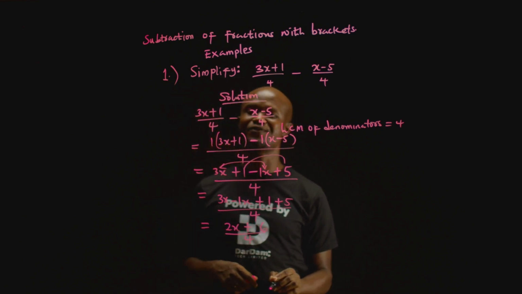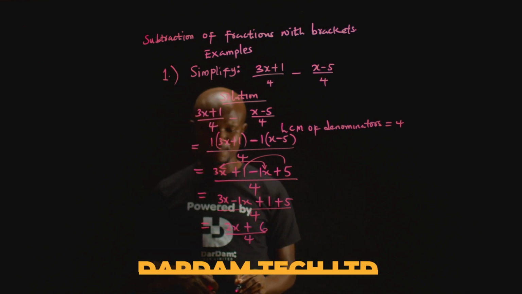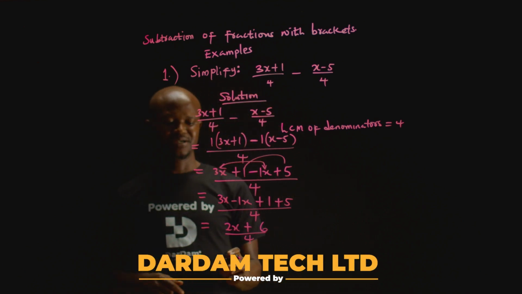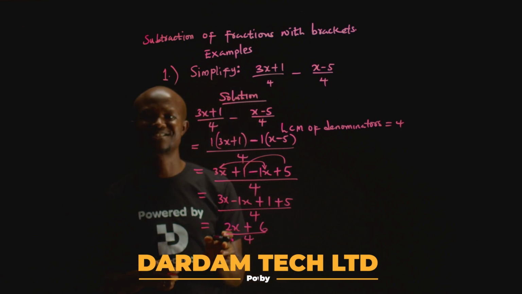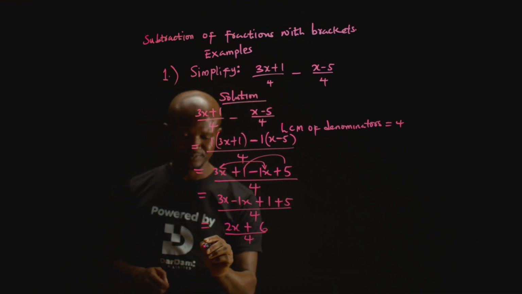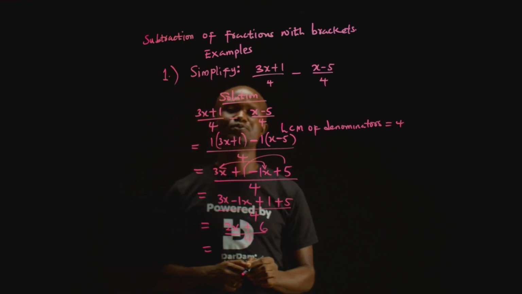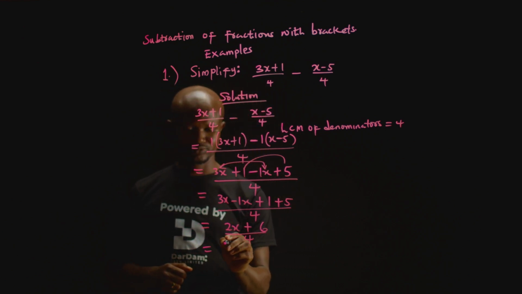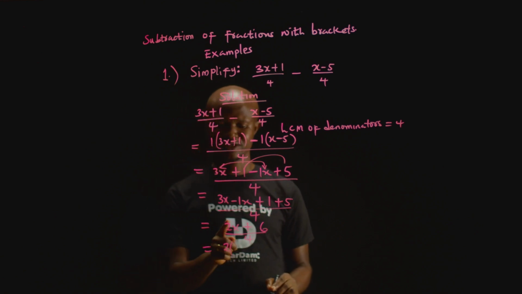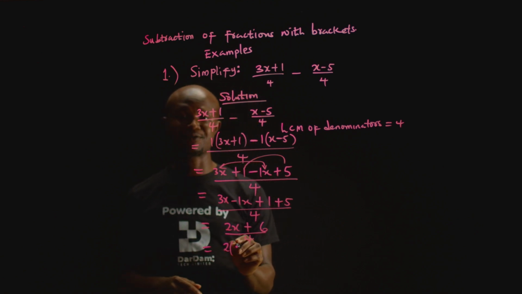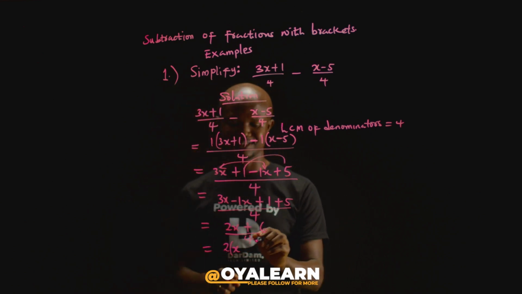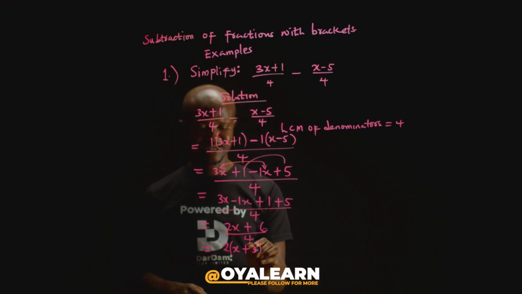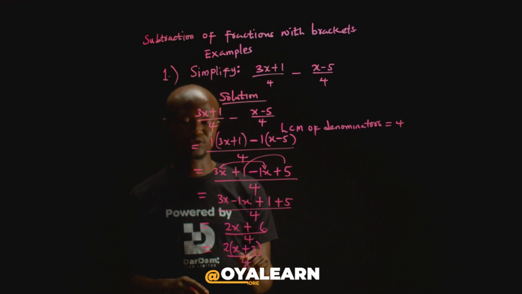It means that we can simplify this further also, because we can factorize the numerator first and simplify it with the denominator. What is common at the numerator? 2. 2 into bracket what? 2x divided by 2, what will you have? x. 6 divided by 2, what are we having? 3. So we have plus 3 divided by 4.